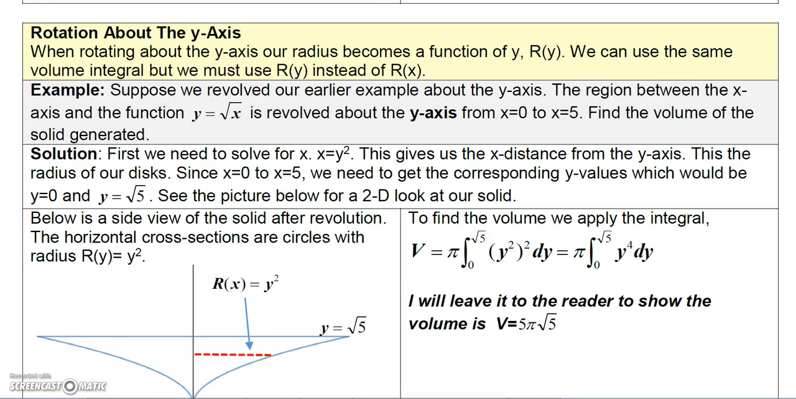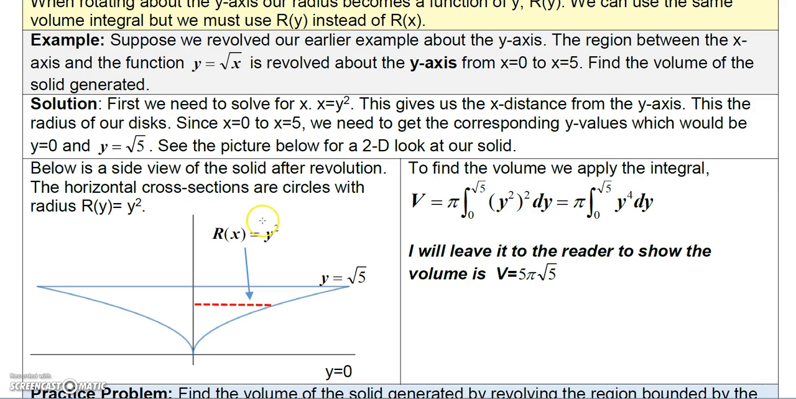Okay, what about rotating about the y-axis? Well, if I want to rotate about the y-axis, I need the radius as a function of y. So I'm going to take the function y equals square root of x and rotate it around the y-axis. I need this radius right here. Since I can rewrite that as x equals y squared, my radius is simply y squared.